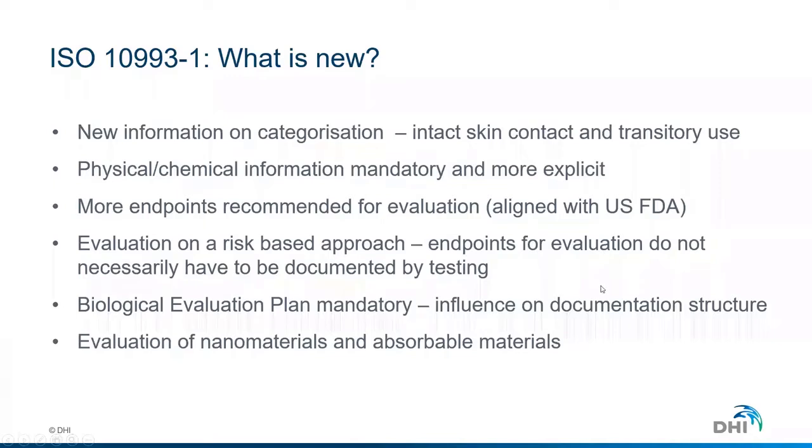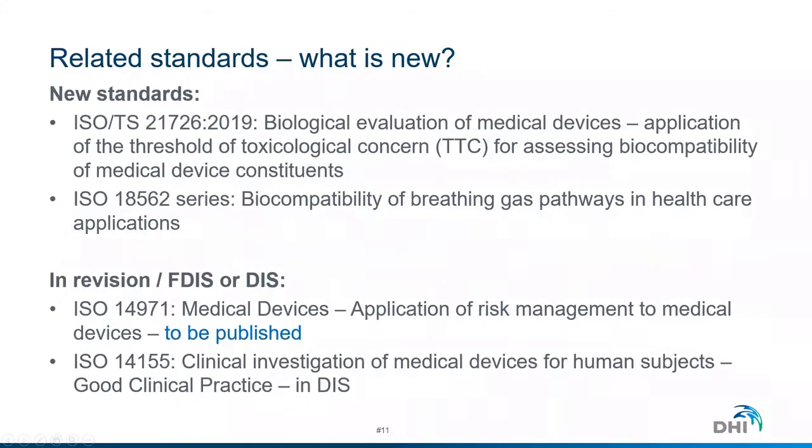It was the same point made in the previous version, but now in the current version of the standard, it is more explicit. It makes a biological evaluation plan mandatory, and that gives an influence on the documentation structure if you already have an existing biological evaluation. And then it places requirements on how to evaluate nanomaterials and absorbable materials. So that's the highlights of the new things in the standard.